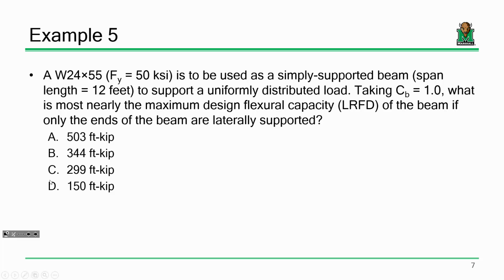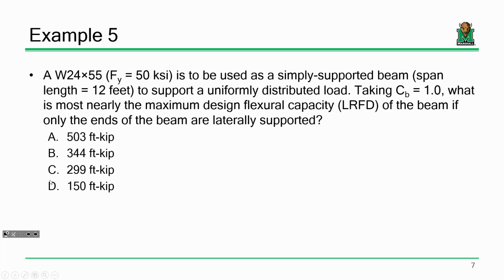Everybody good? There are actually 2 ways to do this problem. Now, we have been told that CB is 1. If you all recall, CB is the moment gradient modifier. In other words, when we draw moment diagrams, they're not very constant, are they? They're always up and down and up and down.